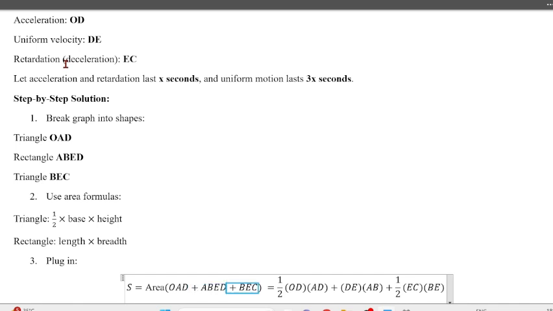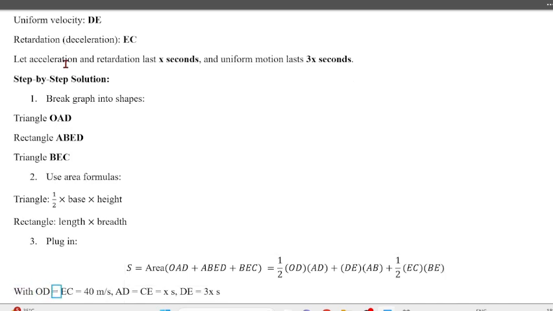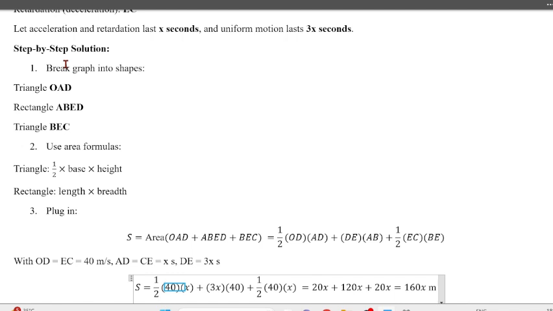equals 1/2 (OD)(AD) plus (DE)(AB) plus 1/2 (EC)(BE). With OD equal to EC equal to 40 m/s, AD equal to EC equal to x s, DE equal to 3x s. S equals 1/2 (40)(x) plus (3x)(40) plus 1/2 (40)(x) equals 20x plus 120x plus 20x equals 160x m.